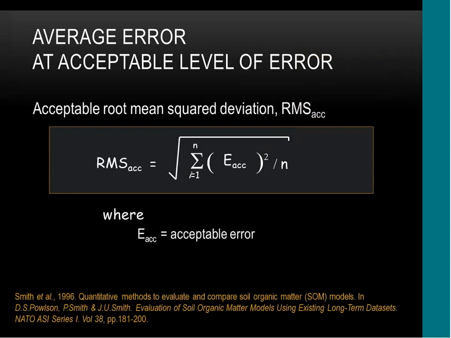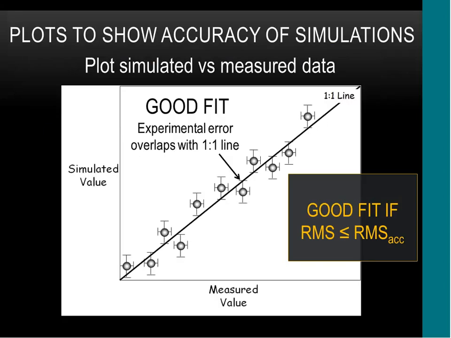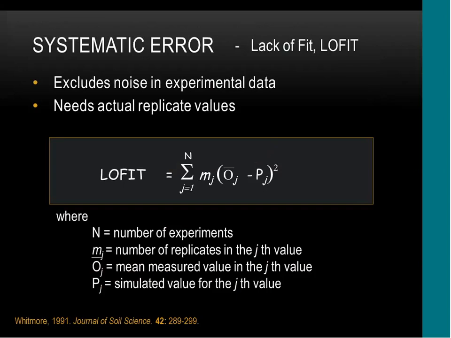Good. Right, the other thing to do, as I mentioned earlier, is to use an acceptable error. So this is where we know what the acceptable error is. So if we know that we can only apply fertilizers at a certain level of accuracy, or we know that we can only measure something with a certain level of accuracy, we can directly insert the acceptable error into here and compare the RMS value with the acceptable error. And again, a good fit here is when the RMS is less than the RMS acceptable, and this is defined by the user.